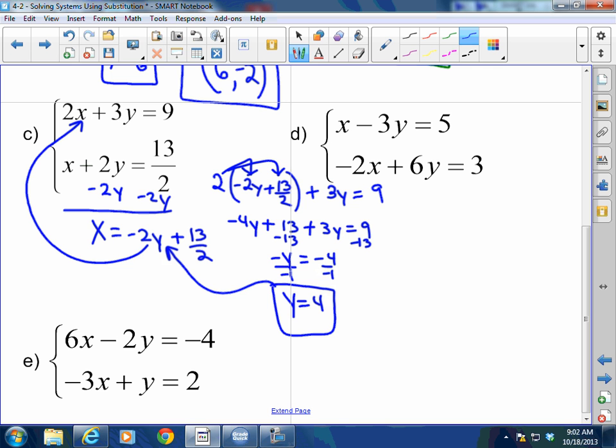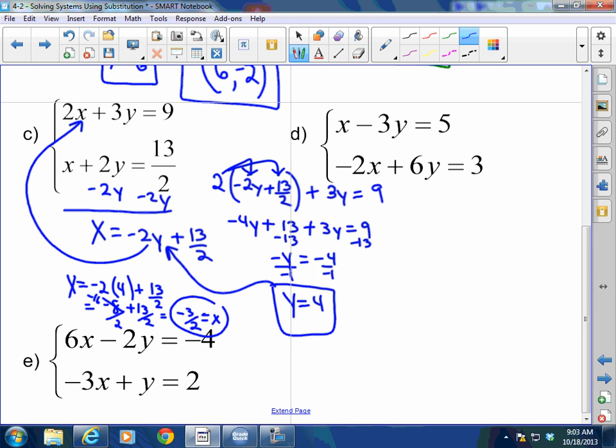Now let's take that y equals 4 and plug it into the x equals equation. So x will equal negative 2 times 4, because that's my y, plus 13 halves. So that equals negative 8 plus 13 halves. Common denominator is 2. So this denominator of the 8 goes to a 2. That goes to a negative 16. So x equals negative 3 halves.